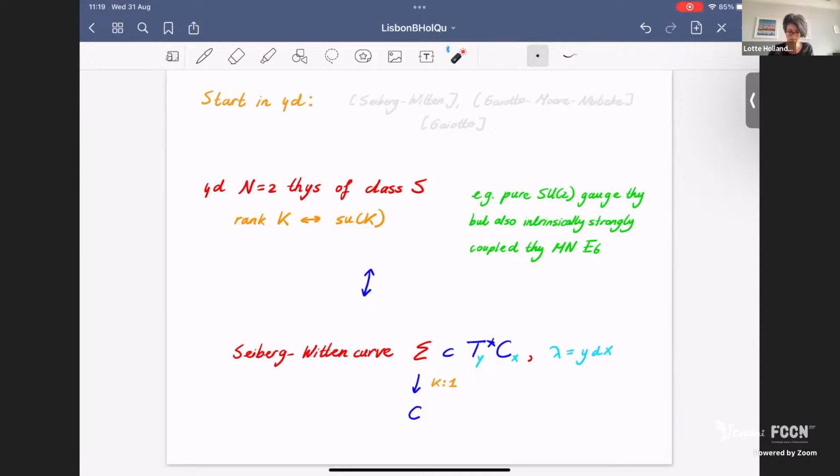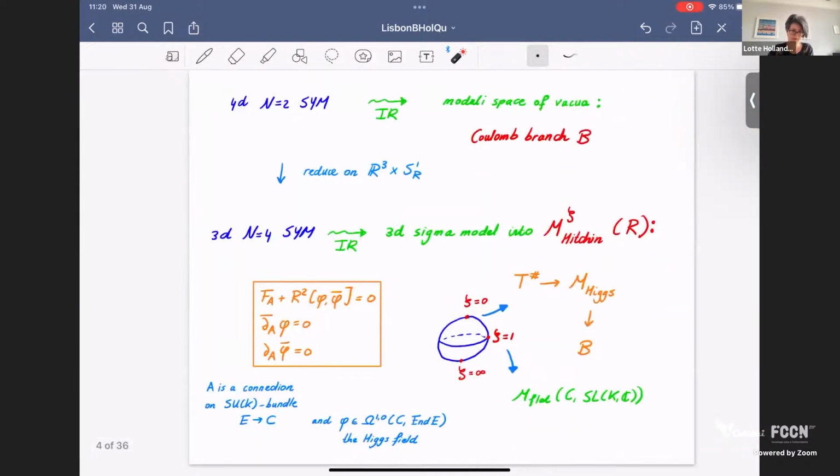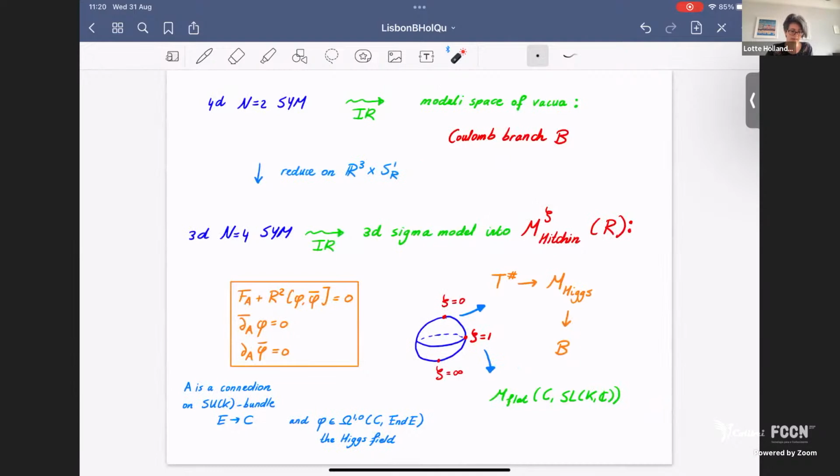In this talk, I will usually take a local coordinate, little x on C, and y in the fiber direction. That means that the Seiberg-Witten 1-form, which is the canonical 1-form in this geometry, is just defined by lambda equals y dx. Right, so these N=2 theories in the infrared are characterized by a moduli space of vacua. And in this talk, I will be interested particularly in the Coulomb branch of this moduli space, which I will denote by B.